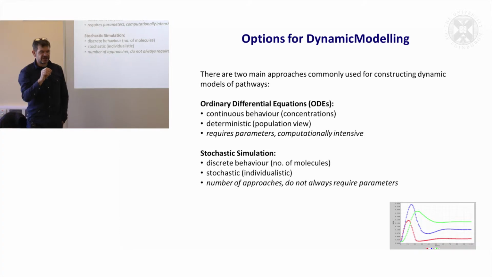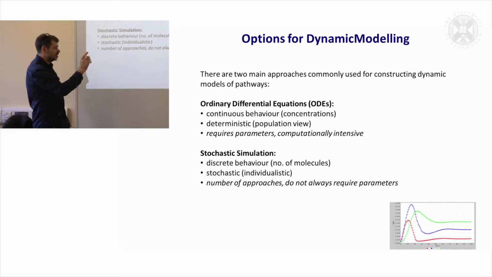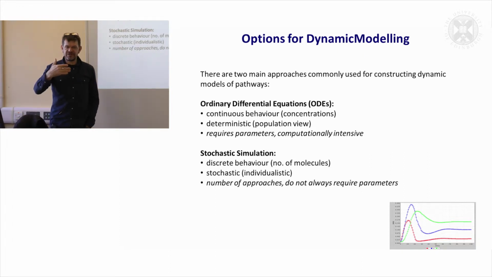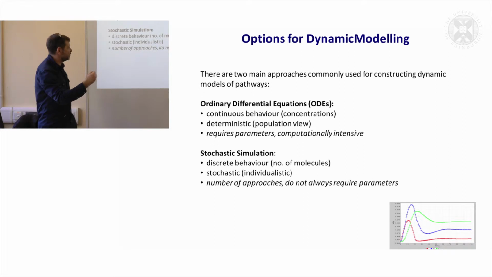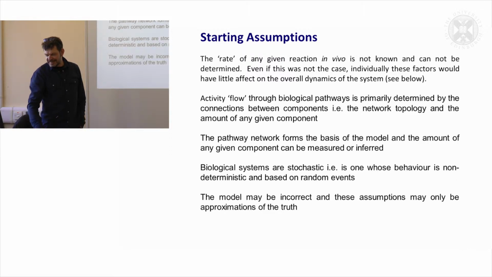So stochastic simulations are a way that we're modeling not only relationships, but actually the idea that these relationships might change, that there is a stochasticity. Does anyone know what stochastic means? Randomness, okay? So the randomness that we find in biology, and we build that into the model. So we're really looking at individual reactions rather than the system as a whole, and it doesn't require parameters, and there are a number of different approaches. But it was these kinds of starting assumptions.